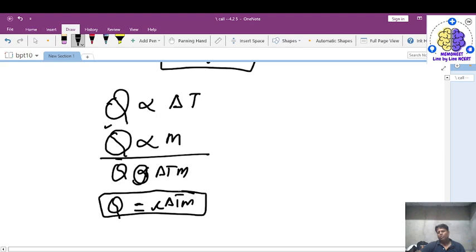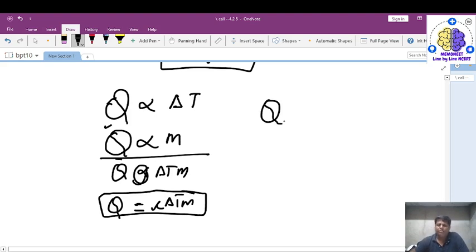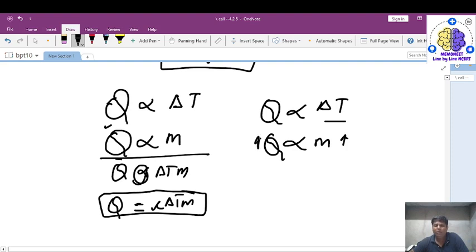So what I want you to understand is that whenever heat is being supplied to a body, the amount of heat supplied is directly proportional to the amount of change in the temperature you are supposed to bring. And this amount of heat supplied is also directly proportional to the mass. More is the mass, more will be the heat required. Here M is kept constant, whereas here delta T is kept constant.